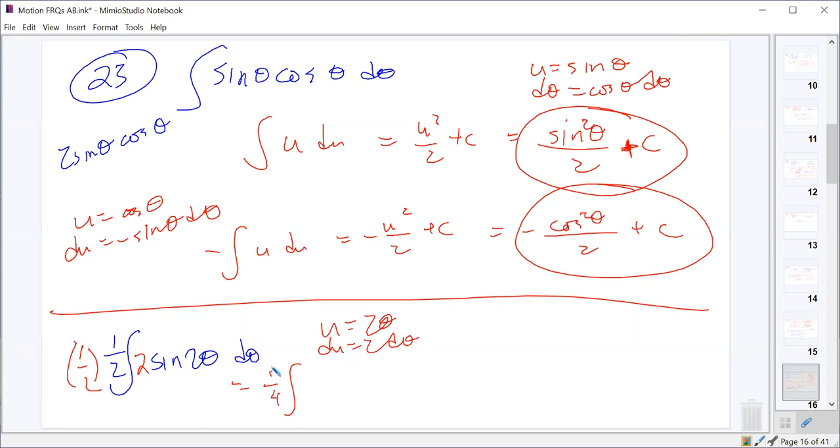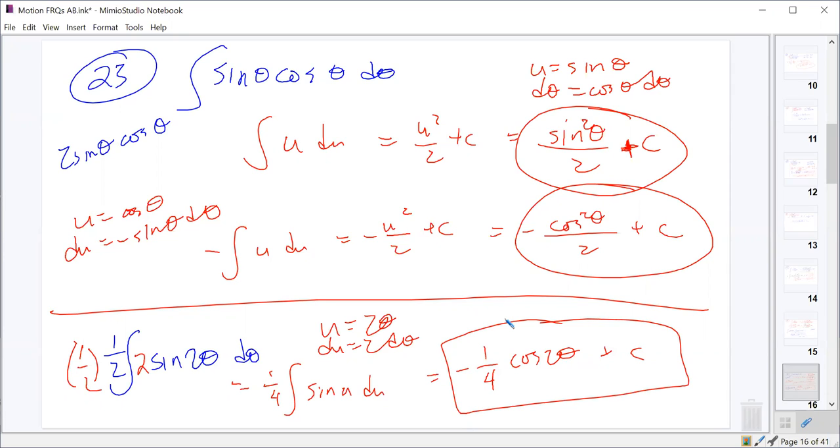So we'd end up with 1/4 of the integral of sine u du. And the integral of sine u is negative cosine. So this should become negative 1/4 cosine 2 theta plus c. And that, I believe, is an answer choice. I hope. Negative 1/4 cosine 2 theta plus c. Yep.